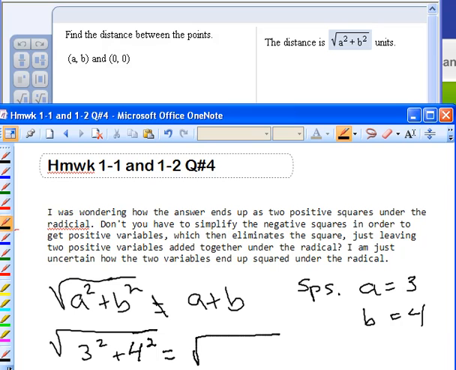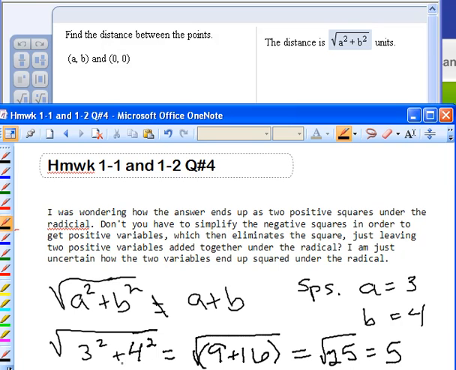You have to do these exponents first. So this is 3 squared, which is 9, plus 4 squared, which is 16. And then you add these, because it's really understood that this is in parentheses, that you're going to do that first. So 9 plus 16 is 25. So you have the square root of 25, which is then just 5.